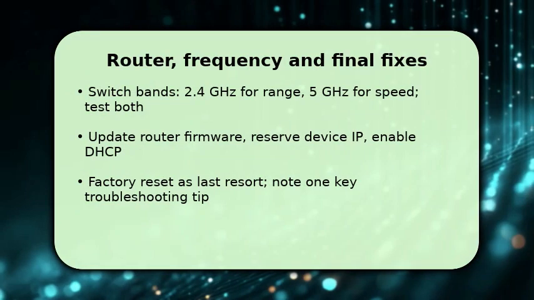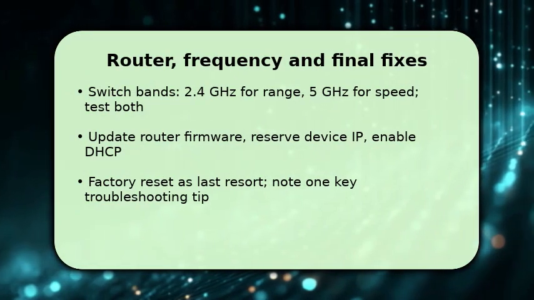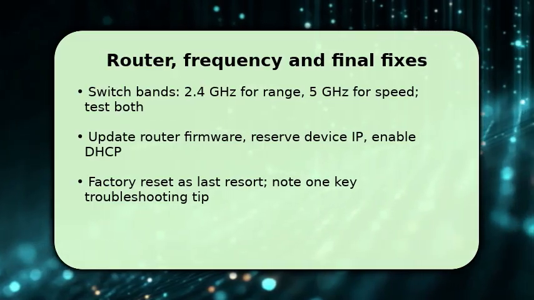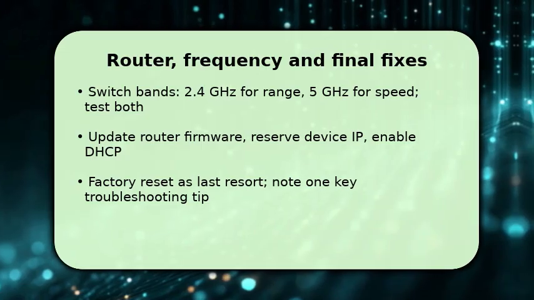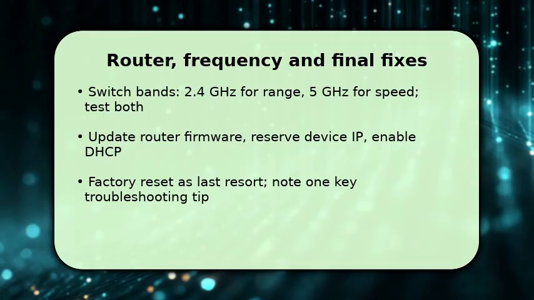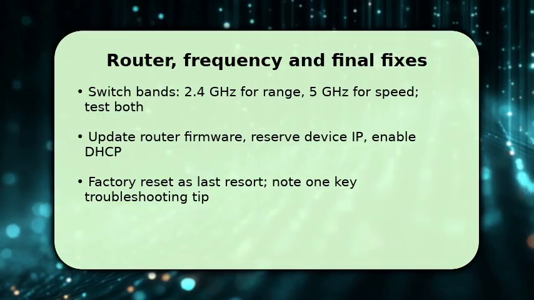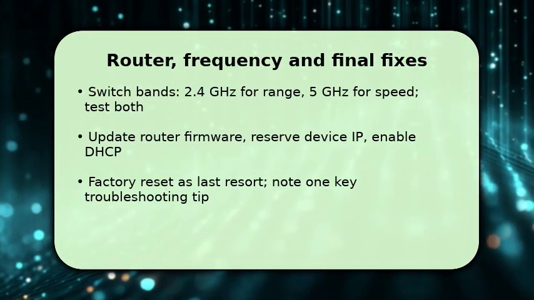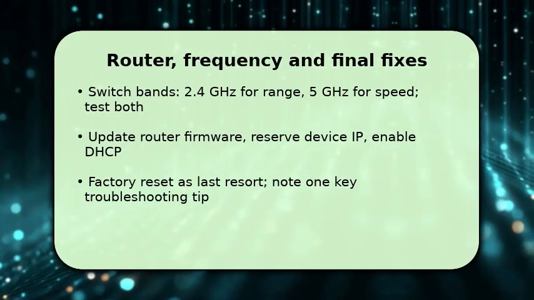Finally, check the router. Update its firmware and test both 2.4 GHz and 5 GHz bands. 2.4 travels farther but is crowded. 5 GHz is faster but shorter range, so pick what fits your environment. Reserve or bind your phone's IP in the router's DHCP to avoid address conflicts. If problems persist, try a router factory reset and reconfigure.